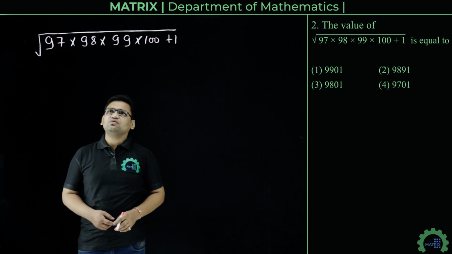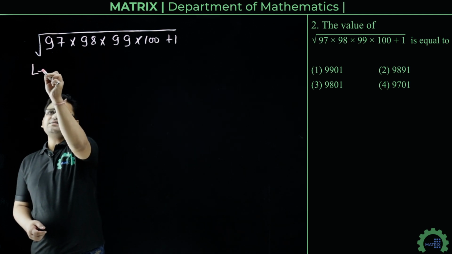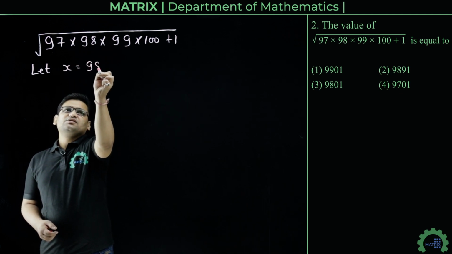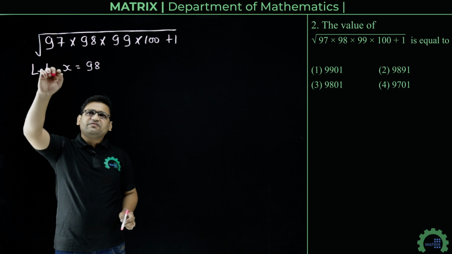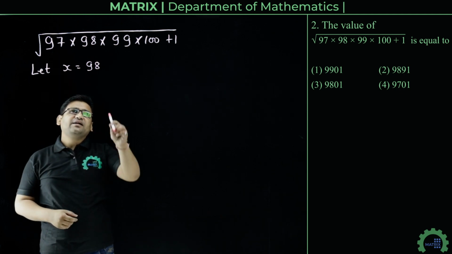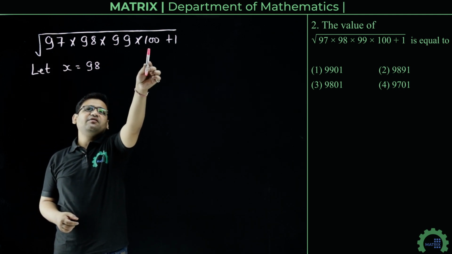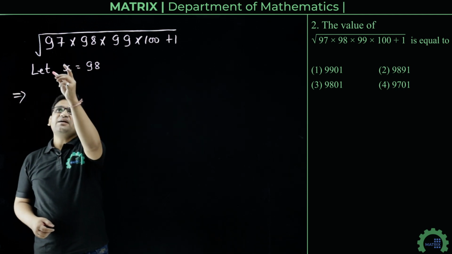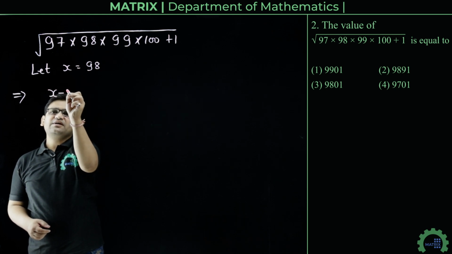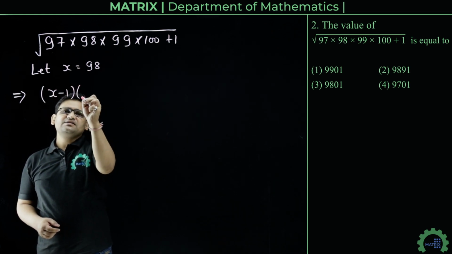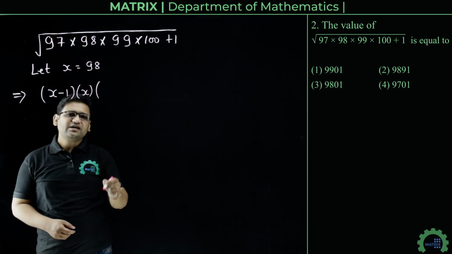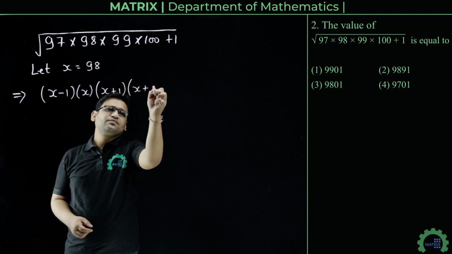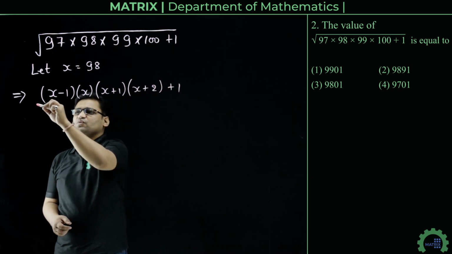So to find this value, let's take 98 as x. So that number 97 will be x minus 1, the number 99 will be x plus 1, and 100 will be x plus 2. So rewriting them in terms of x, we get 97 is x minus 1, 98 is x, 99 is x plus 1, and 100 is x plus 2, and plus 1 whole square root.